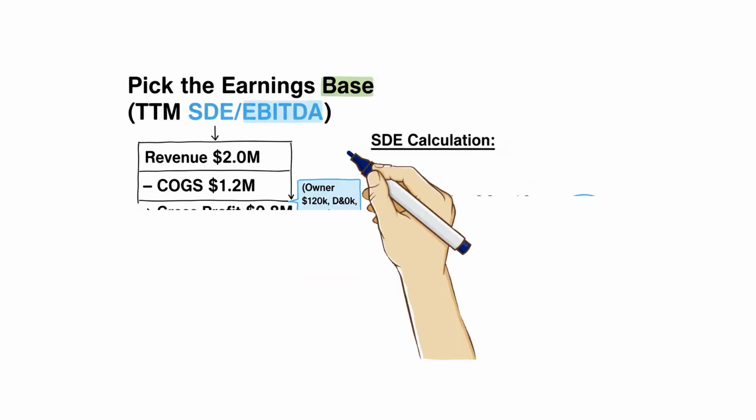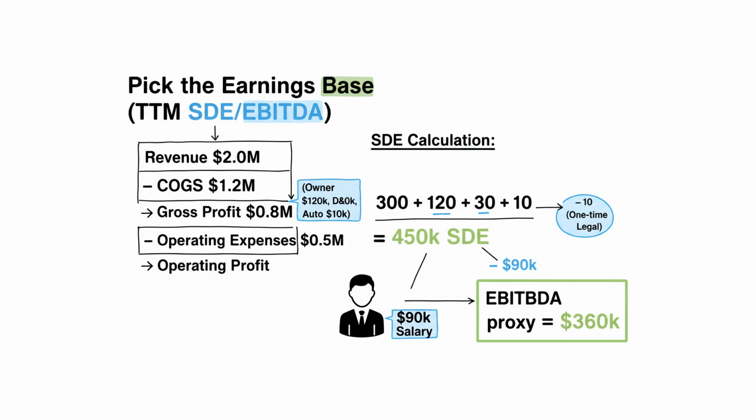Choose the right base. For owner-operator businesses, SDE reflects total cash flow available to one full-time owner before debt service. For firms requiring professional management or with multiple managers, use EBITDA and include a market manager salary in expenses. Build a TTM schedule to smooth seasonality.